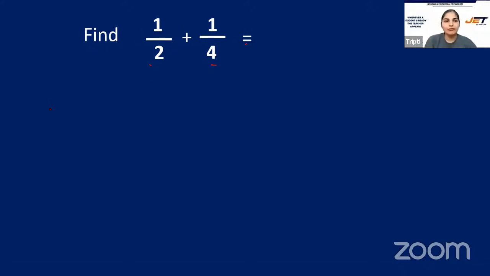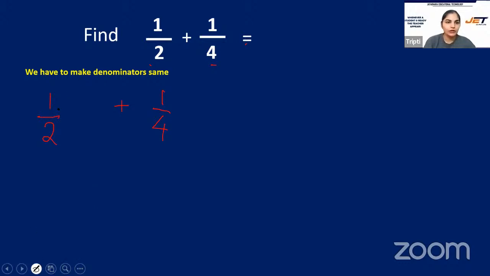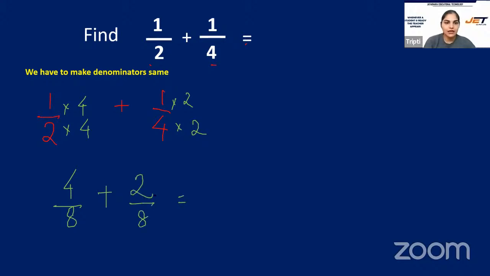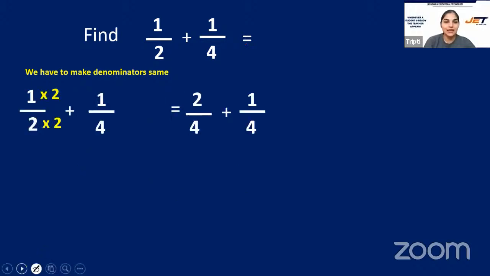So let's do it. 1 by 2 plus 1 by 4. I'm going to multiply the first fraction with the denominator of the second fraction, which is 4, and multiply the second fraction with the denominator of the first fraction. 1 times 4 is 4, 2 times 4 is 8. Plus 1 times 2 is 2, 4 times 2 is 8. 4 plus 2 is 6 and 8 here. 6 by 8 is the answer. I hope you got the same.